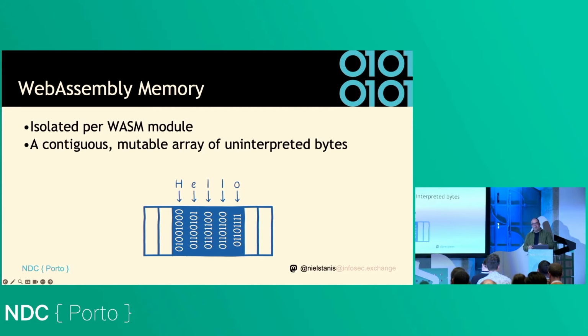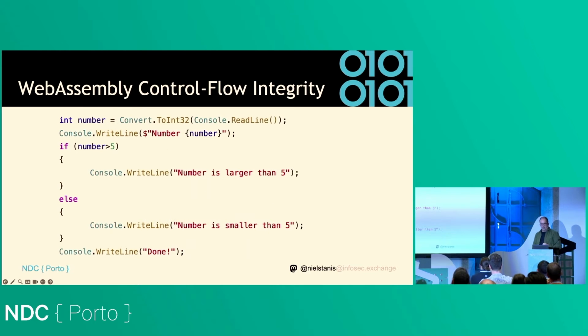We need to have an additional layer of defense. And there is something called control flow integrity within WebAssembly. When I started out creating this slide, I thought, what would be a good way to explain what control flow integrity is? So everybody does C#, so they can probably understand what we see here.